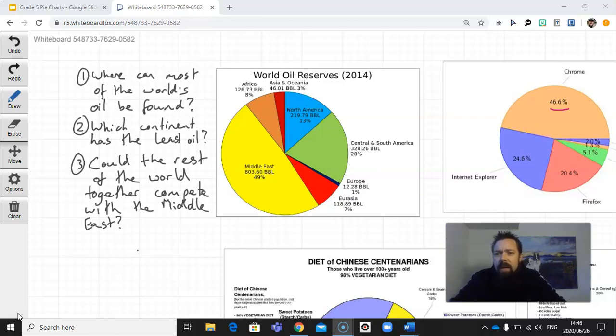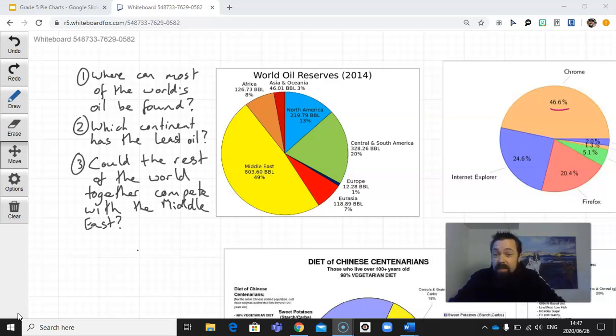Looking at our questions, where can most of the world's oil be found? In other words, which has the biggest slice? Well, that's the Middle East. Which continent has the least oil? So now you've got to look around, and based on this, I suppose we would have to say that it would be Europe. Although, if you were thinking really cleverly, you might say Antarctica, because Antarctica doesn't even feature on this pie chart.